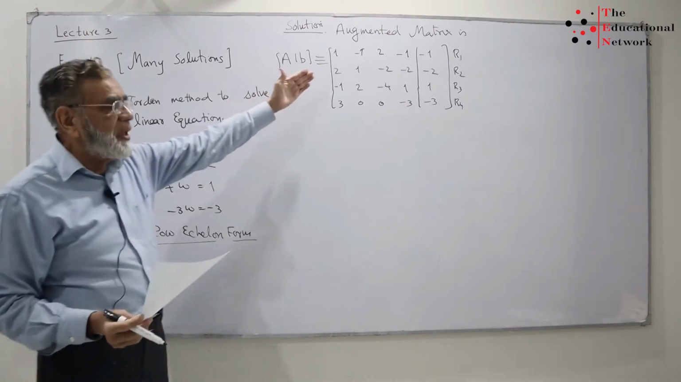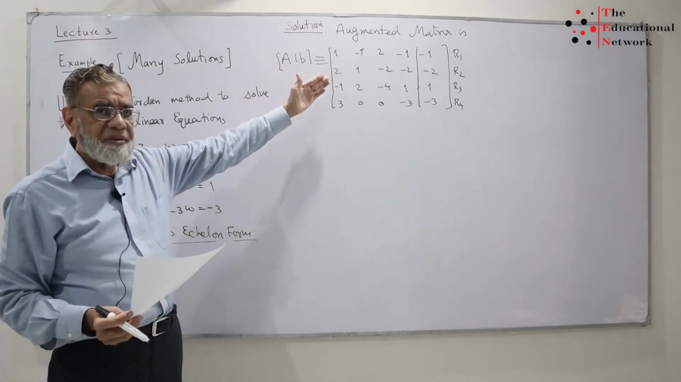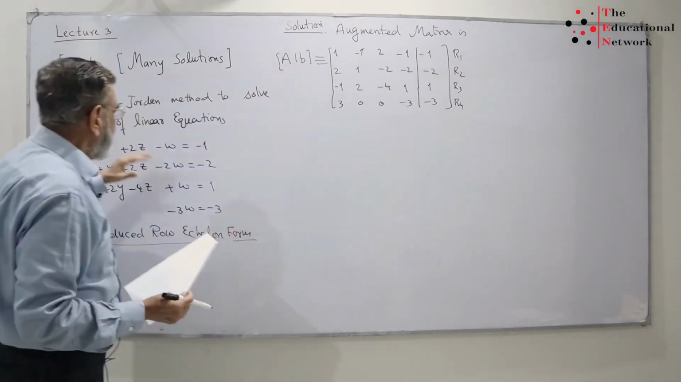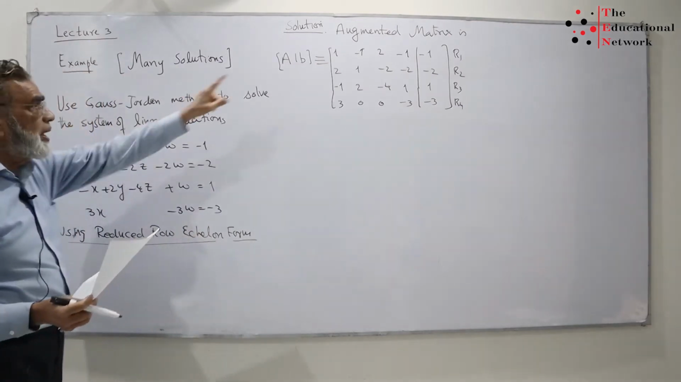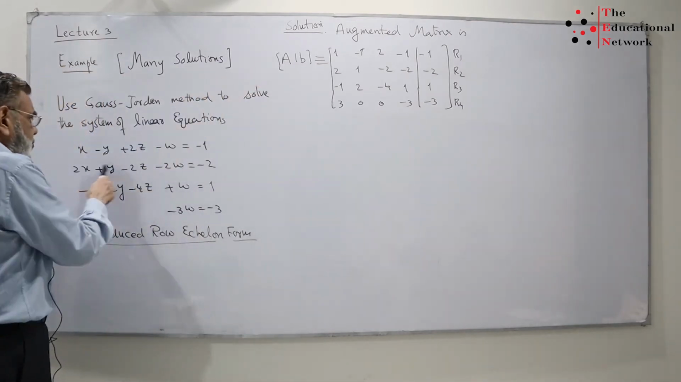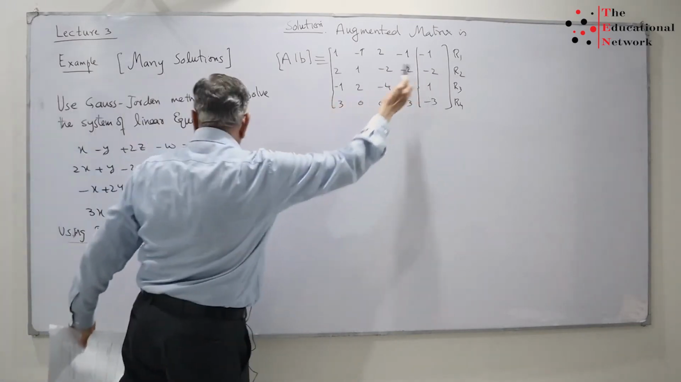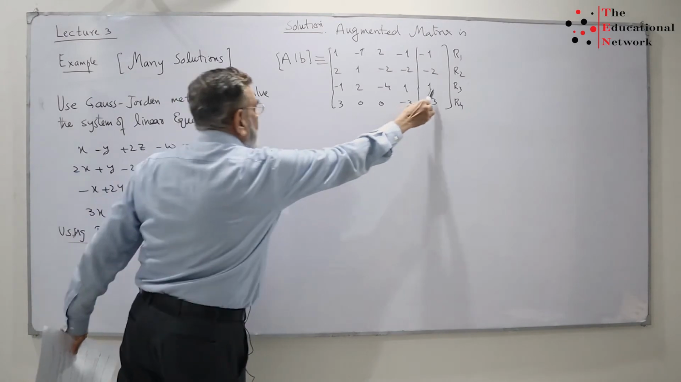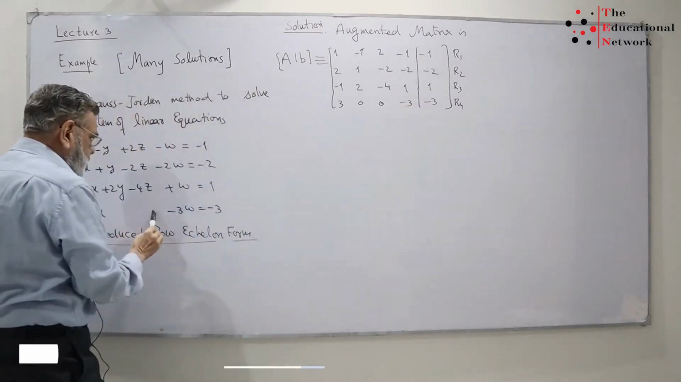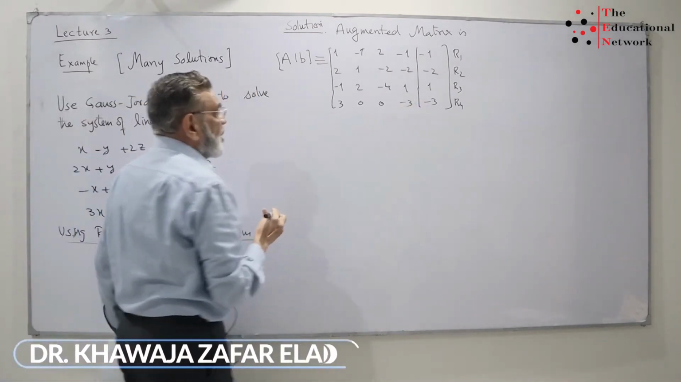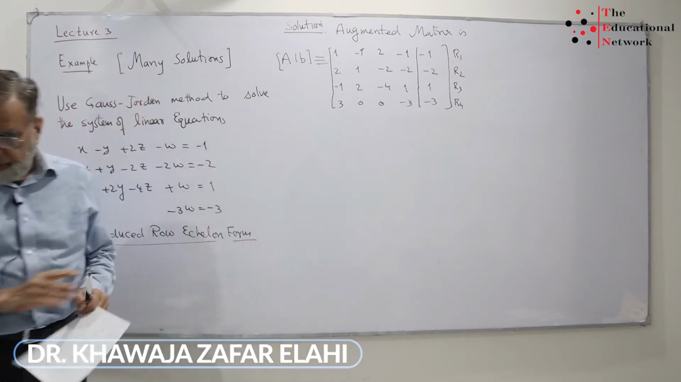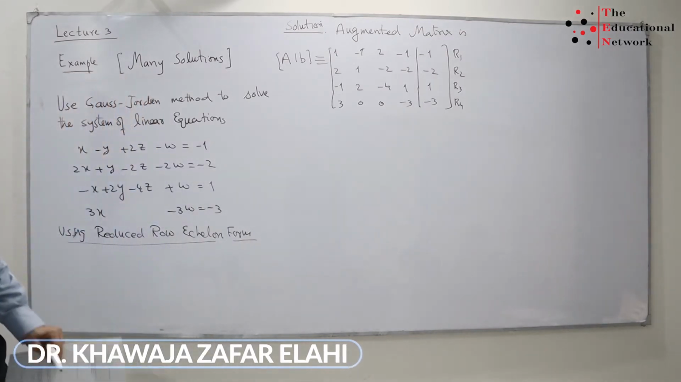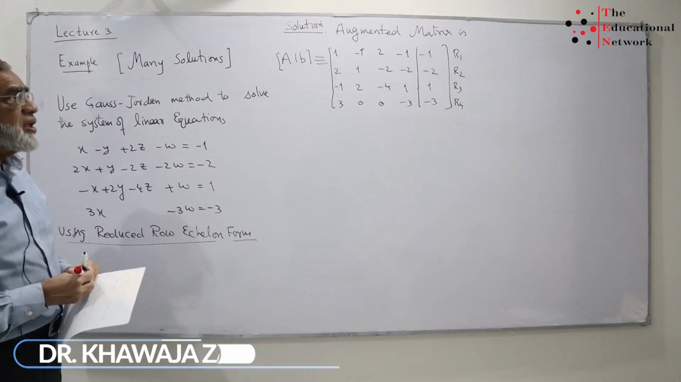So I have written the augmented matrix. As I told you, we always start from the augmented matrix. So we write our data. This is 1, -1, 2, -1, and 1. I have 2, 1, -2, 2, and -2. I have -1, 2, -4, 1, and 1. Then here 3, 0, 0, -3, and -3. Now, next is my strategy to solve it. And to solve this one, what I want to see is the reduced row echelon form.